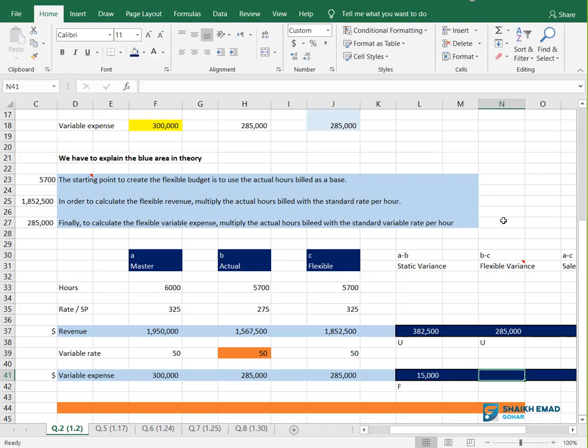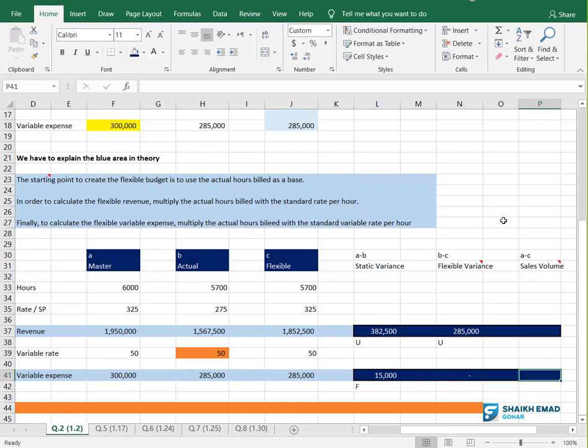Variable expense, flexible variance. Let us see. I can copy this formula here. Nothing. No variance. Why? Because your flexible is also 285,000 and your actual is also 285,000. So no variance. Right? Okay.